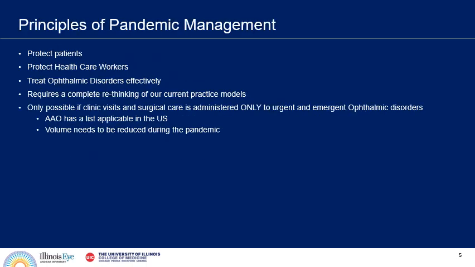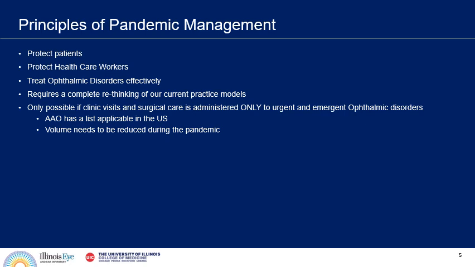So given all of that, the principles that we've tried to put in place for management during the pandemic of ophthalmic care is, number one, obviously to protect patients, but also to treat ophthalmic disorders effectively. A very important component of this is to protect healthcare workers, not only because we don't want them to get sick, we also need to have the healthcare workers healthy enough with enough of them to provide ophthalmic care.